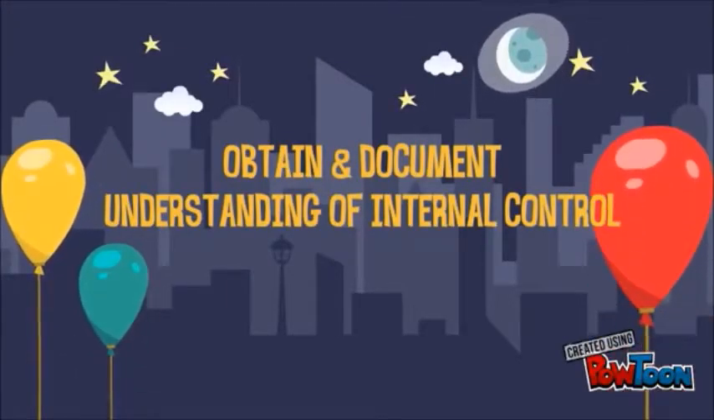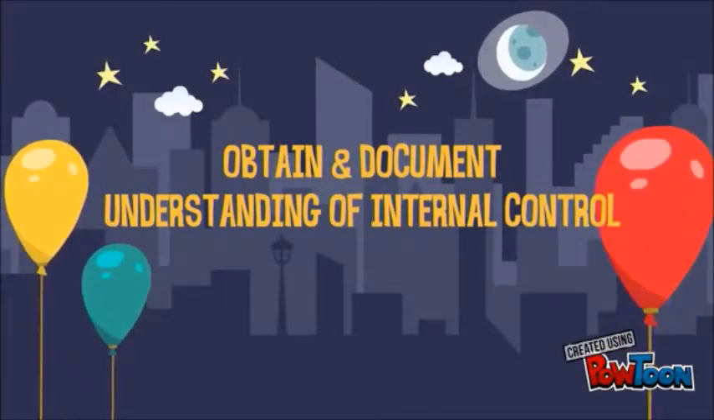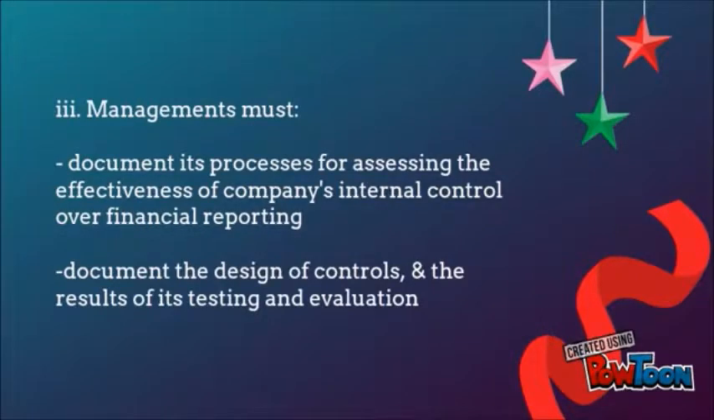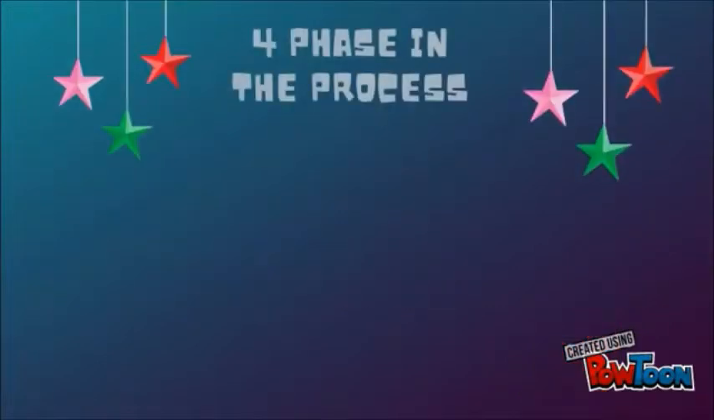Obtain and document understanding of internal control. The auditors will have met the requirements for assessing the internal control for the financial statement audit. Management must document its processes for assessing the effectiveness of internal control, the design of control, and the results. There are 4 phases in the process.